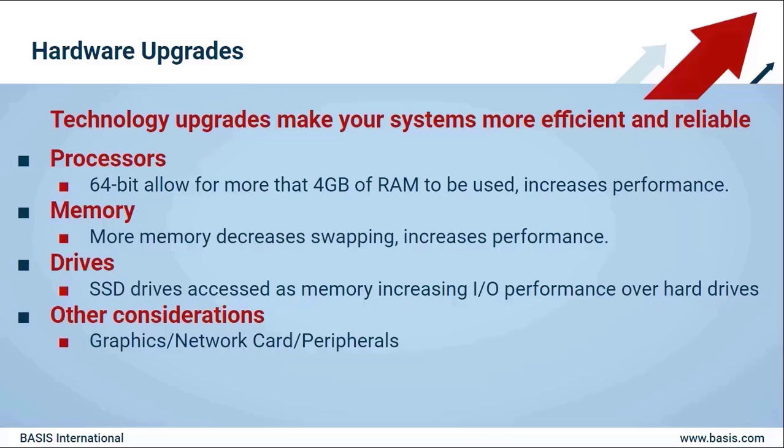Hardware upgrades. Technology upgrades make your system more efficient and more reliable. Your processors, 64-bit, allow for more than 4 gig of RAM to be used, which of course increases performance. Memory, more memory decreases swapping, which is swapping in and out of memory from disk. More memory increases performance usually. Drives such as SSD can be used basically as memory and increase your I/O performance over typical hard drives. Of course, there's various types of hard drive that have different options, features and benefits. And other considerations are graphics, network cards, peripherals, etc.